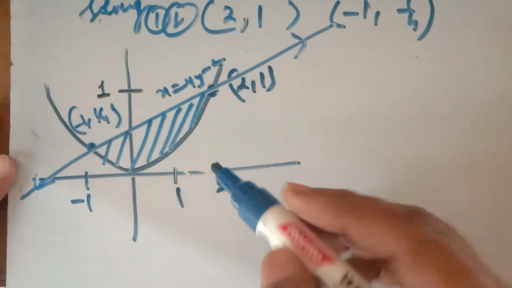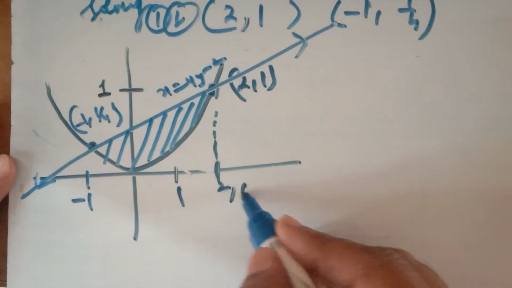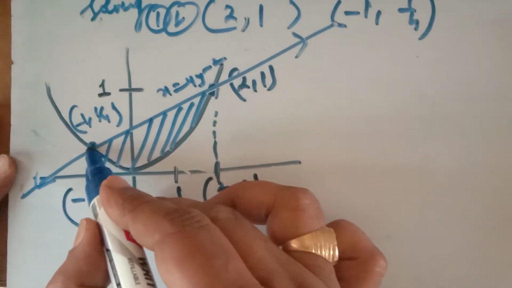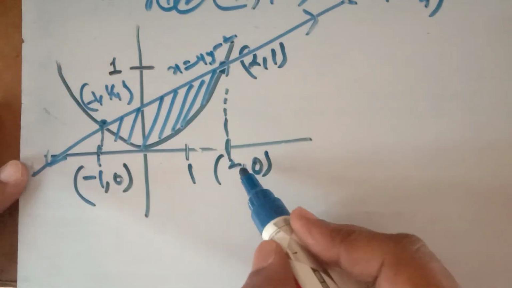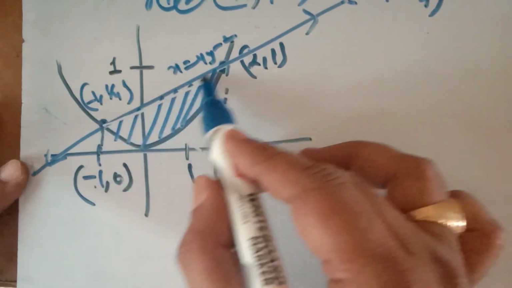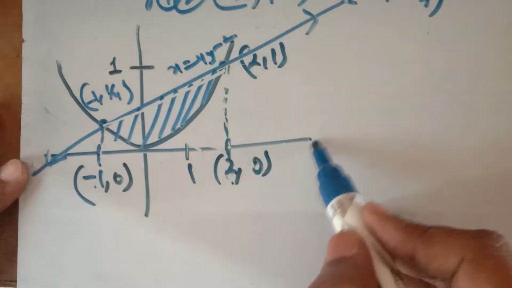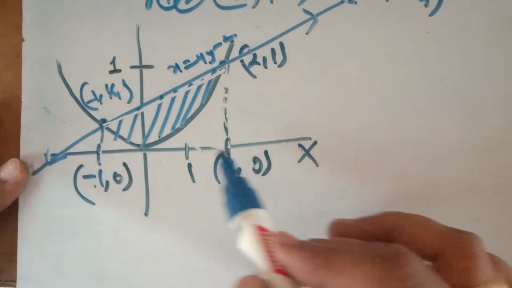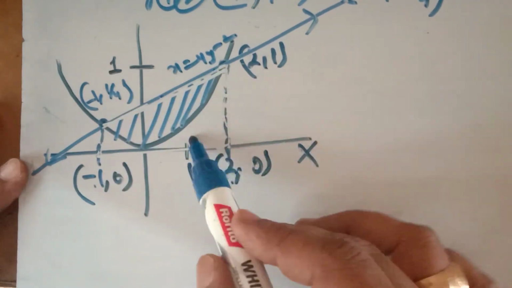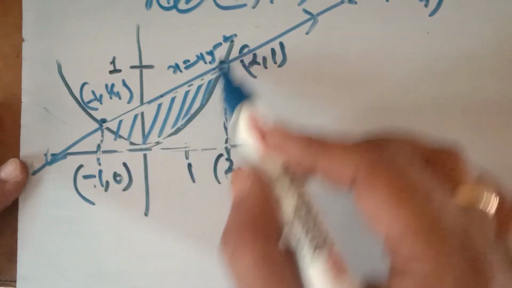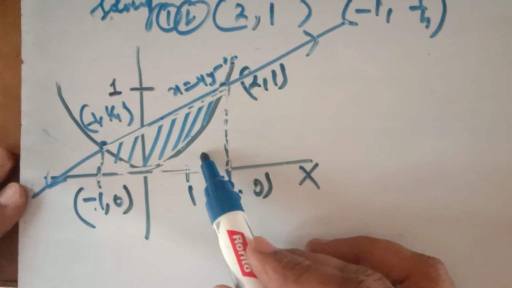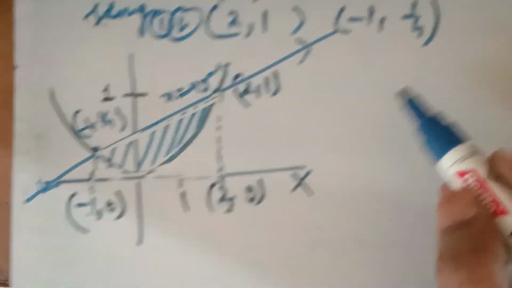After that, draw perpendiculars on the x-axis, at (2, 0) and at (−1, 0). Now see it very carefully. If you integrate the line from −1 to 2, you will get the total area touching the x-axis, because we integrate with respect to x. The area bounded by this line will be this, and the extra area touching the parabola x² = 4y must be subtracted. So line minus parabola is the required area.